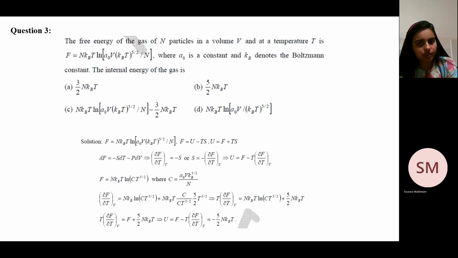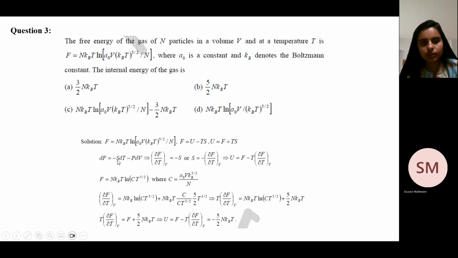Similarly, this was another question which taught us that if you have some free energy defined, how do you define the other thermodynamic parameters from there? So suppose you have the Helmholtz free energy given to you, then how do you find the internal energy? What you have to do in this case is that you know the definition of free energy, that is given as U minus TS. So that tells you that the internal energy is given as F plus TS, where F is the Helmholtz free energy, right?